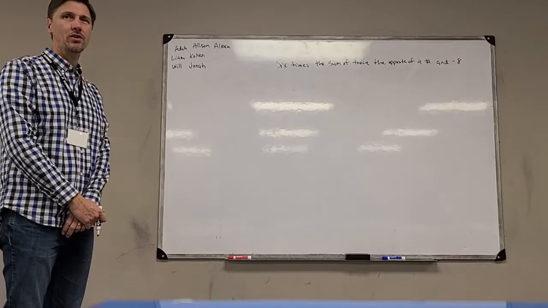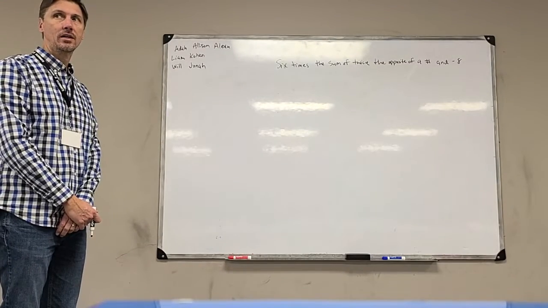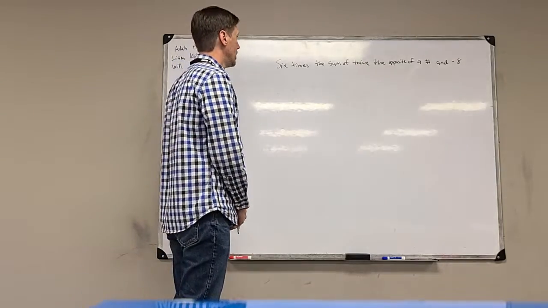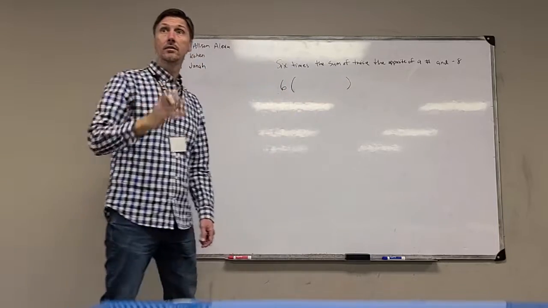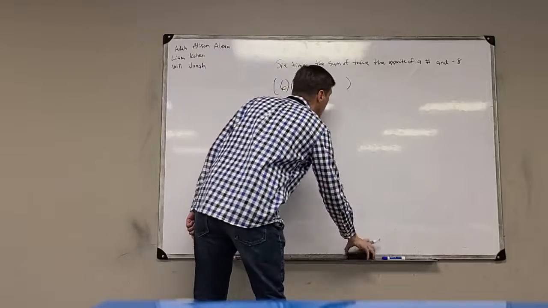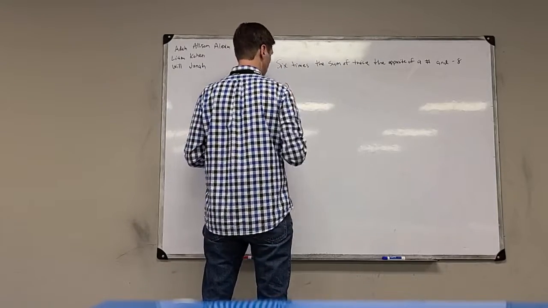Where in the world are we going to start on this one? There's a lot going on, huh? I'd say put the 6 in parentheses, add a plus sign, then twice of opposite. Okay, so we know we're doing 6 times the whole thing. Put 6 in parentheses, like that. That'll work too.